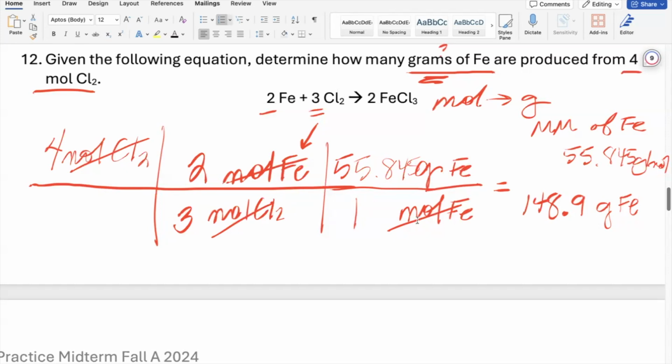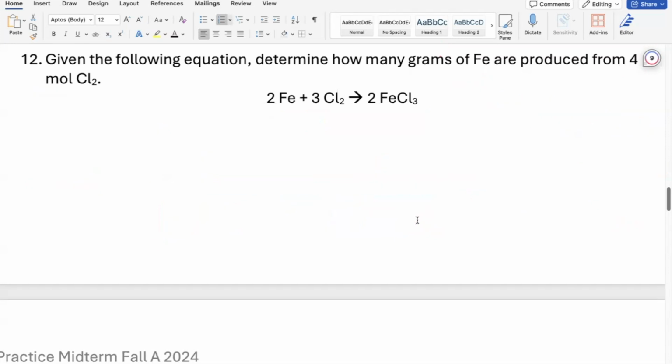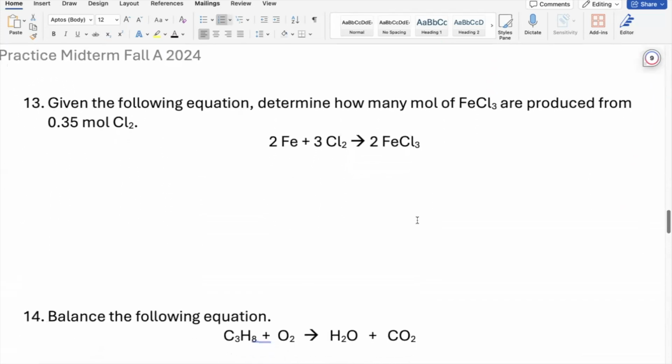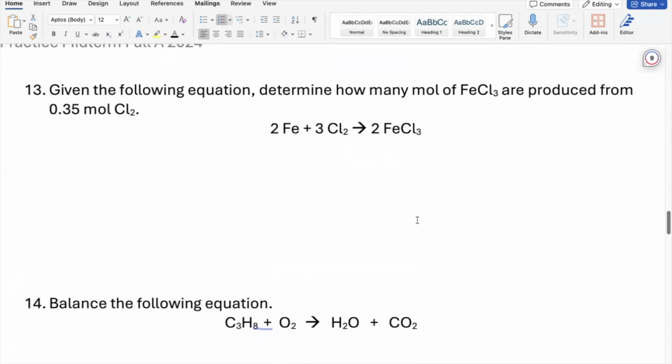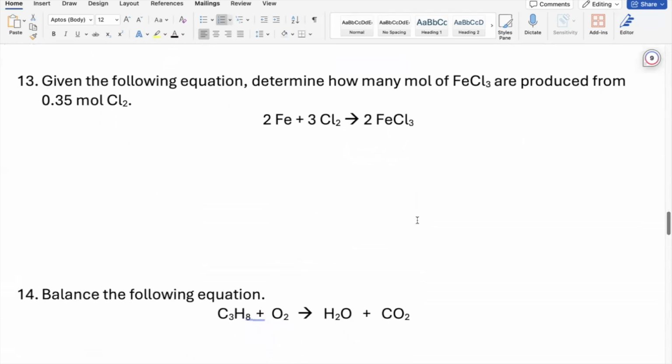All right, let's go ahead and delete this and move on to 13. We're looking at another stoichiometry problem. How do I know? I'm given an equation, first of all. Second, I'm asked how many moles of iron chloride, and my given is in chlorine. So it looks like we're going from moles to moles, which is great. That's going to be just a one-stepper.